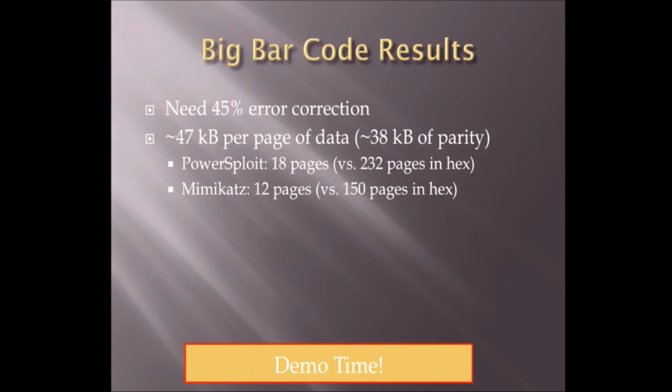All right. Because of the big heat map of error in the middle that I told you about, that you couldn't see but you're going to have to trust me, I needed about 45% error correction for it to work, which means I only got about 47 kilobytes of data per page. It's still an order of magnitude better. So if you have PowerSploit, you can get it in 18 pages versus 232. So you can really start moving some data now. You have a good compression advantage over the previous methods.